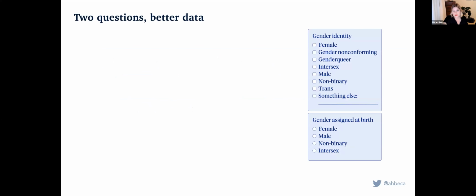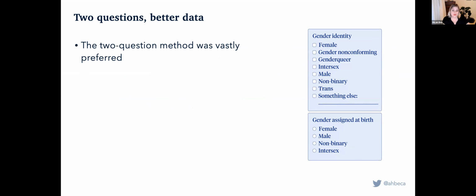What we found was that 2-question methods, similar to the leading use in healthcare, yield better data for our study as well. While it was vastly preferred by the majority of participants, some found gender assigned at birth to be a new phrase for those outside the LGBT community, and it prompted some need for education.